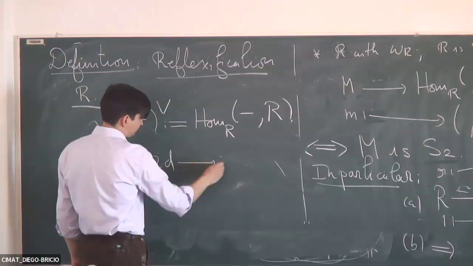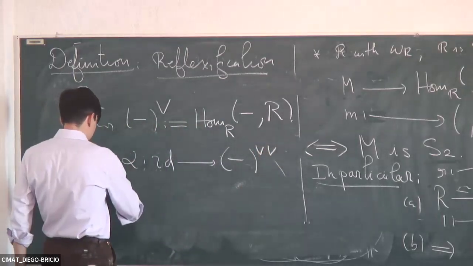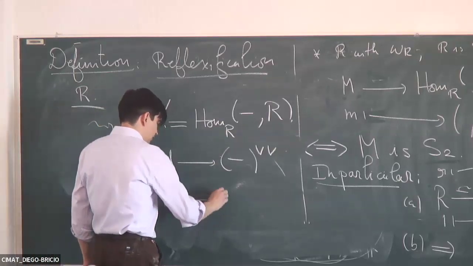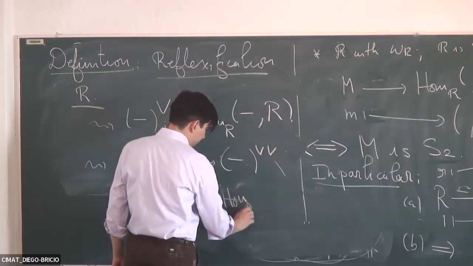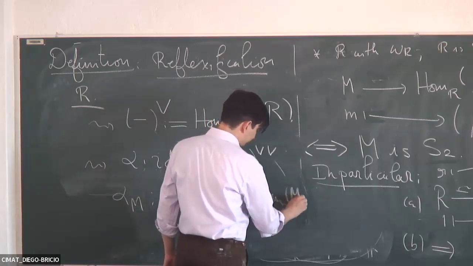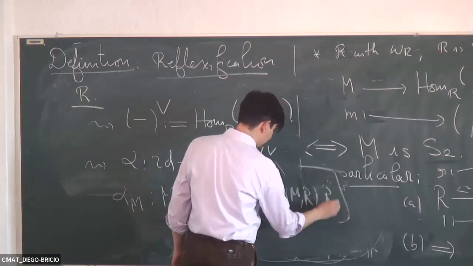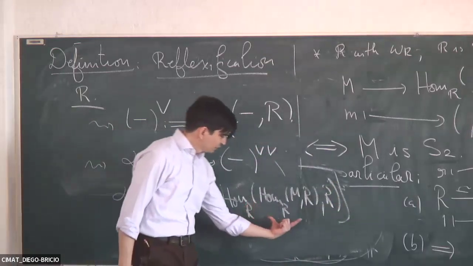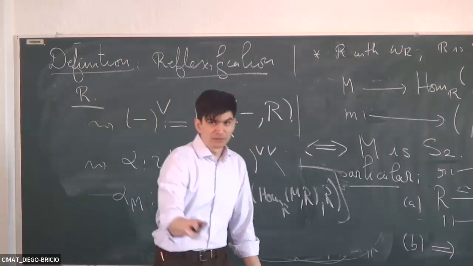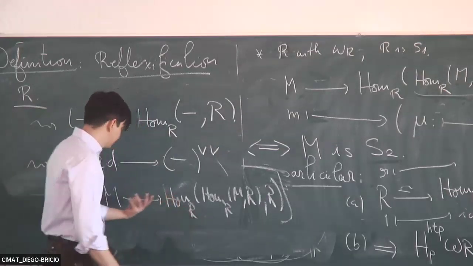Well, when you apply the double dual, let's call it alpha. And so what is alpha? Alpha M could be something like this. You dualize it twice. You take the first dual, and then you take the second dual. And for example, from linear algebra, you learn that over a field this is an isomorphism. What is the canonical map?